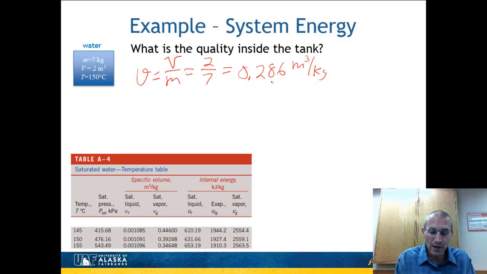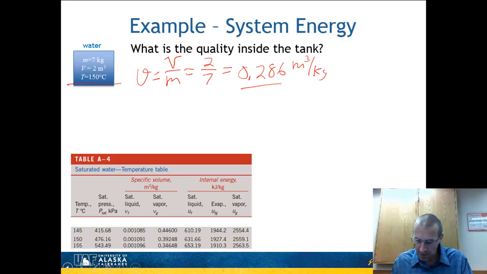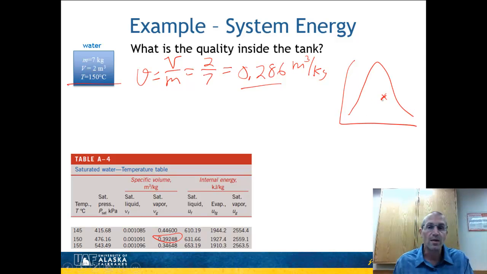Now if I look at this value of v, that's my average volume inside the tank. If I look at my saturation table at 150, I've reproduced it here at the bottom. I realize that vg is simply 0.39. My value is 0.286. So that means I'm somewhere in the mixture region. I might be, for example, right there.